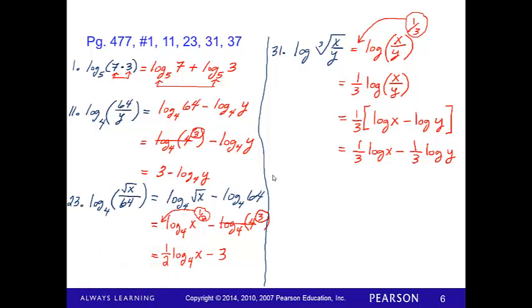All right, last one, number 37. 37 says the natural log of x to the third power times the square root of x squared plus 1, all divided by x plus 1 raised to the fourth power.